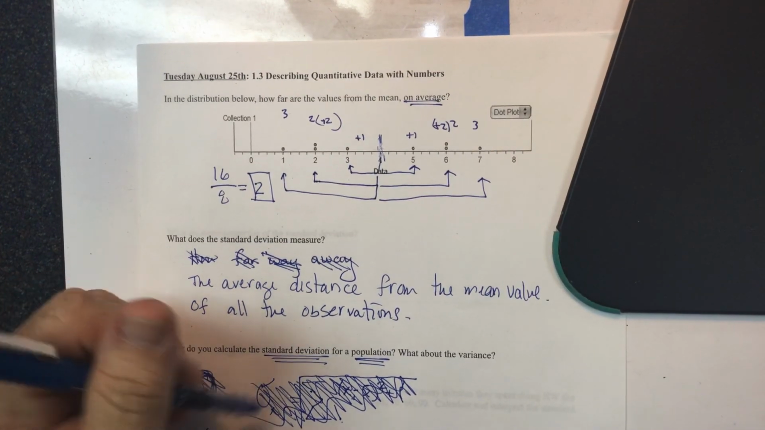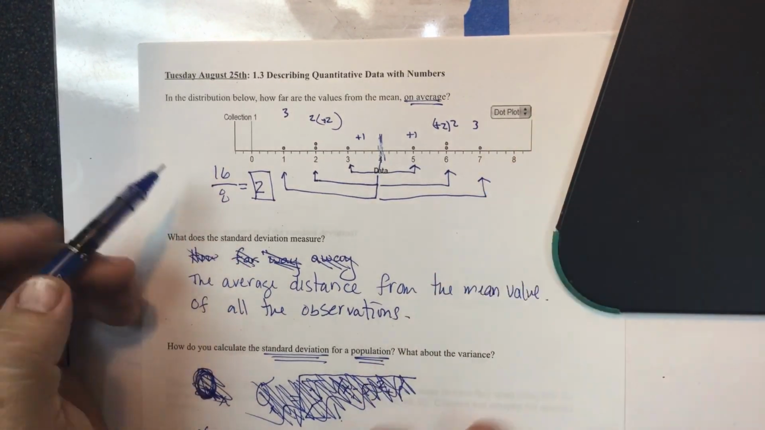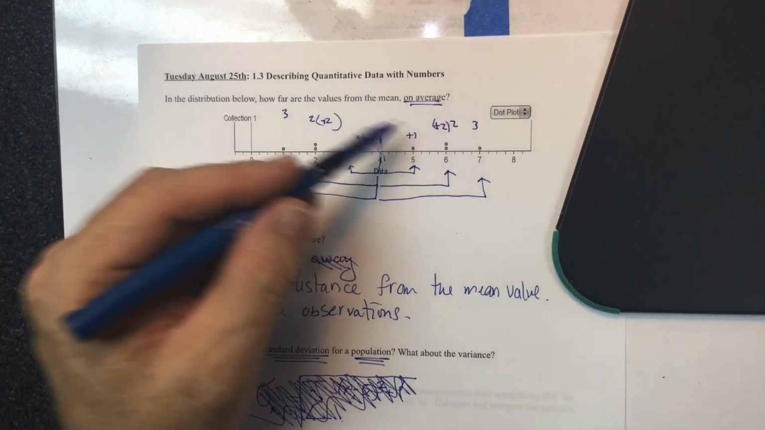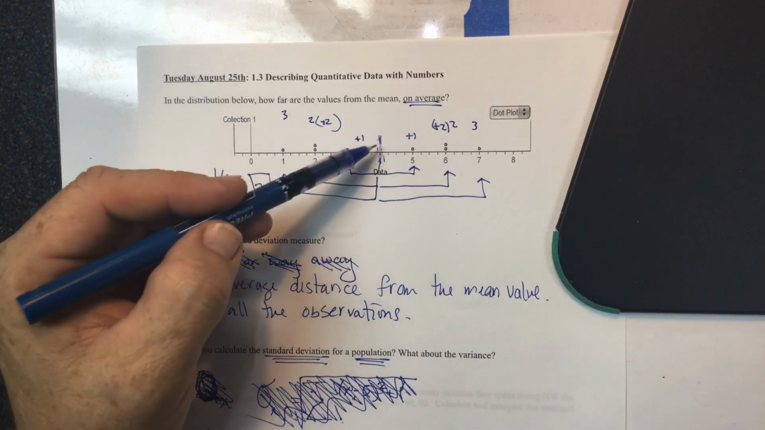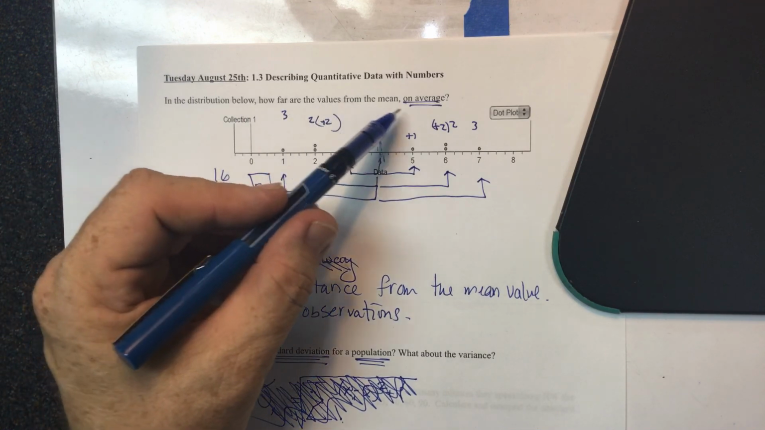Totally messed this whole part up. I wasn't even paying attention to what I was writing, so we'll get to that here in a second. So if we look at this, we know that the middle's right here. And so how far are the values from the mean on average?